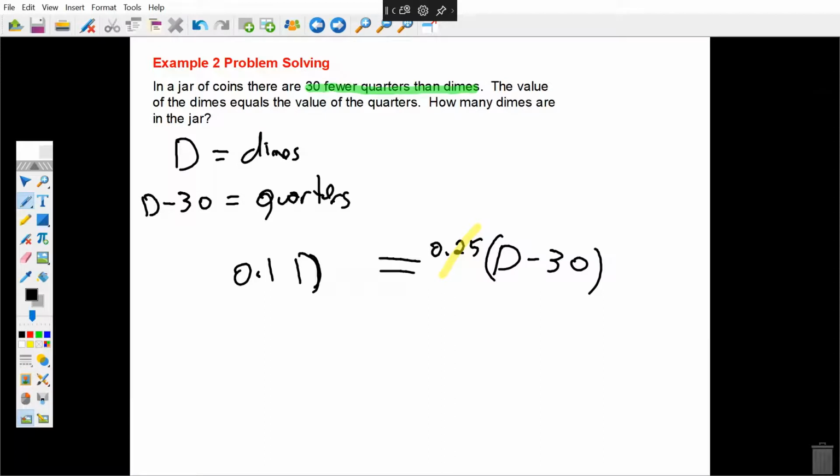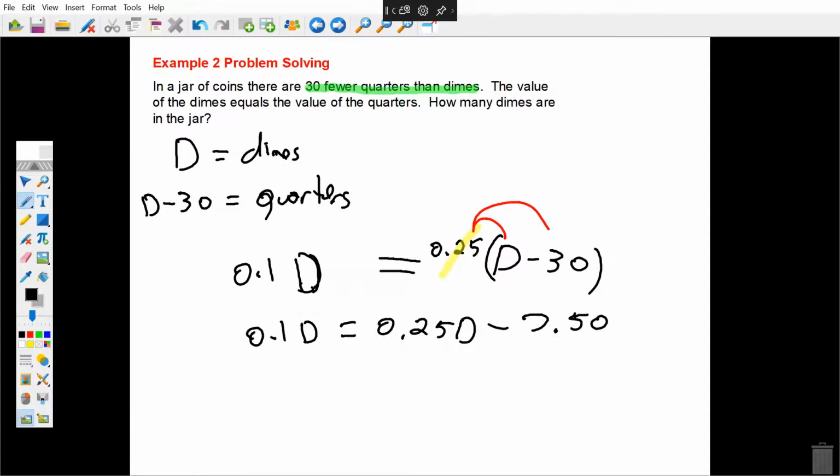Okay, so the first thing we have to do to solve this question is distribute to get rid of the brackets. So on the left side, we still have 0.1 D equals 0.25 D minus 30 times 0.25, which is 7.5. So now I have 0.1 D equals 0.25 D minus 7.5.